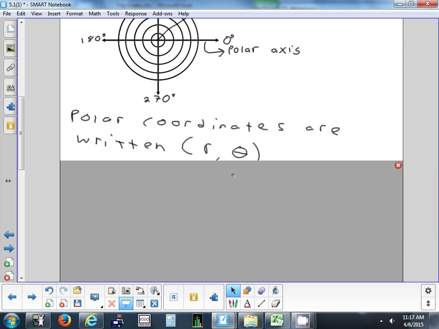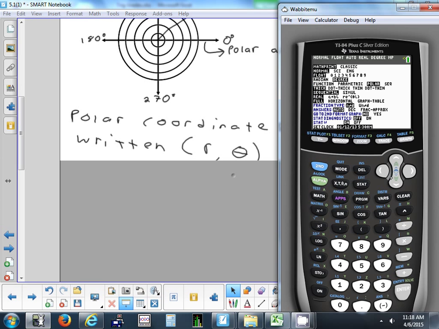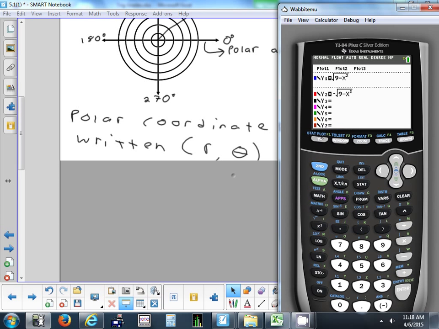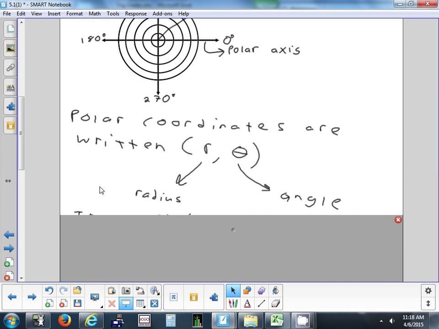Okay, so with polar coordinates, you might have noticed it used the theta here. Normally when you're in rectangular mode, when you press that button, you get an x, because it's using xy coordinates. Well, polar uses theta. Okay? It uses an angle. So r stands for a radius. It's a distance from the origin. And theta is an angle.